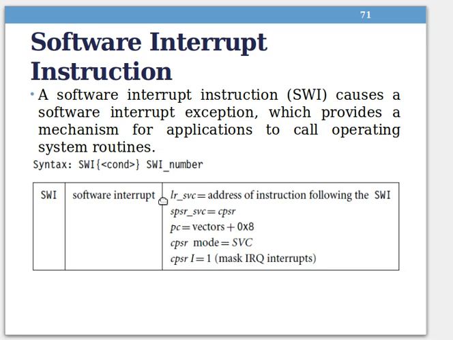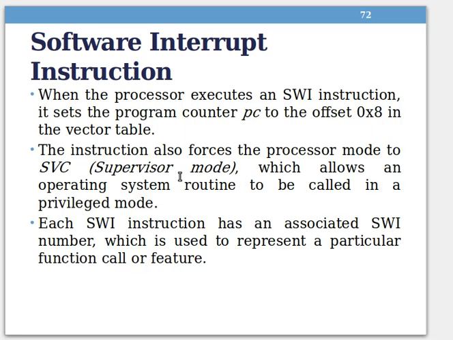Now what is the link register used for? The link register is going to save the return address. What is going to be the return address? The address of the instruction following the SWI, just right after the SWI instruction. That will be held in the link register. So this is the process that happens during the execution of the SWI instruction.